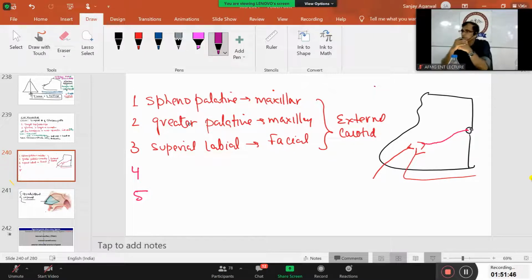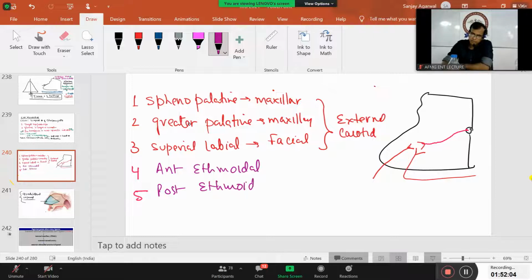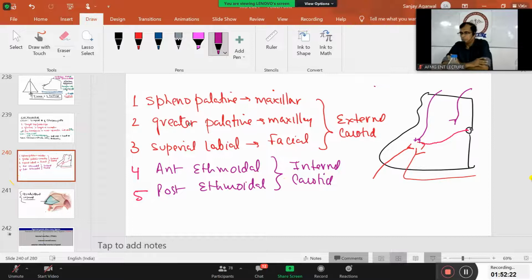But the next two carry blood from the internal carotid, a different source. That's why I use a different color. One is called anterior ethmoidal artery, and one is called posterior ethmoidal artery. Like I said, these two are from the internal carotid, and they come into the nose from the roof. The front one is the anterior ethmoidal, and the smaller one behind is the posterior ethmoidal. So roughly, this is how the 5 arteries are stacked in your nasal septum.